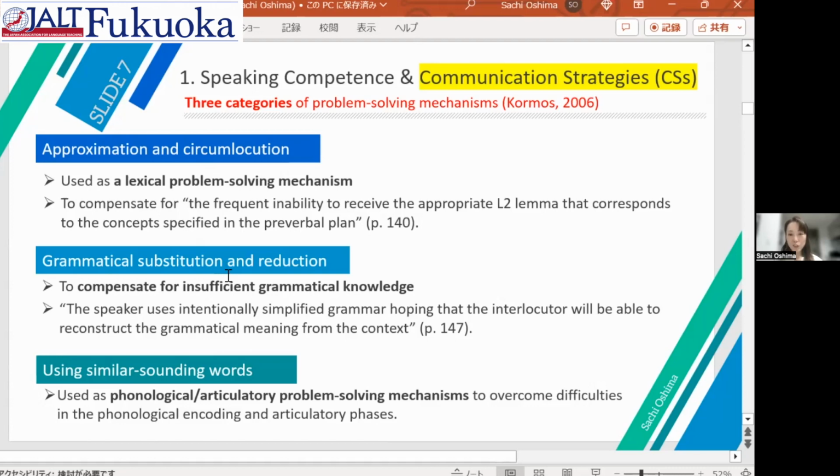Grammatical substitution and reduction are to compensate for insufficient grammatical knowledge. And also, if the learner has a problem in terms of phonology or pronunciation, they can use similar sounding words. So this communication strategy was pointed out especially for beginner level students.